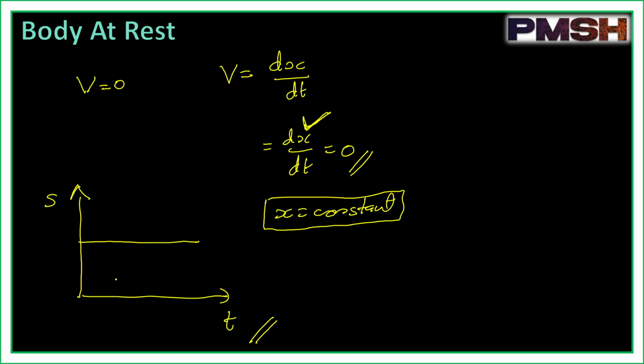So you observe this graph. The time is changing, but the displacement value, suppose it is 1 meter, does not change. That displacement becomes a constant. The time is increasing, but the displacement is always 1 meter. Clear? Yes.